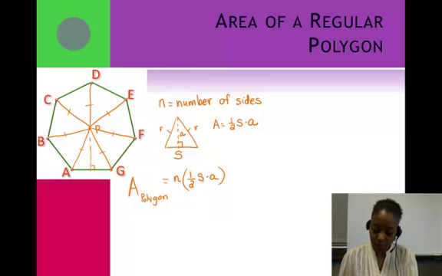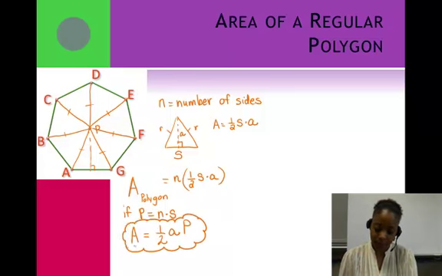Well, one thing that we notice, if we take n and multiply it by s, what is that? N times s would be 1, 2, 3, 4, 5, 6, 7. That would be the perimeter of the figure. So if the perimeter is equal to the number of sides times the length of the side, then we can substitute that and get a formula for the area of any regular polygon, and it's just going to end up being the apothem times the perimeter. So the area of any regular polygon is the length of the apothem times the perimeter.